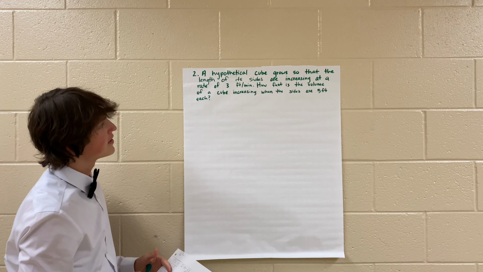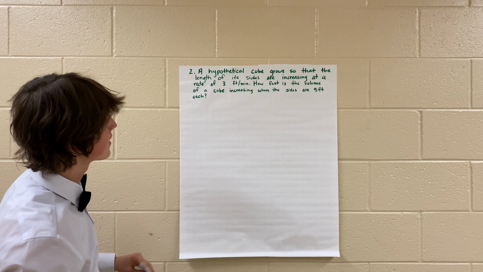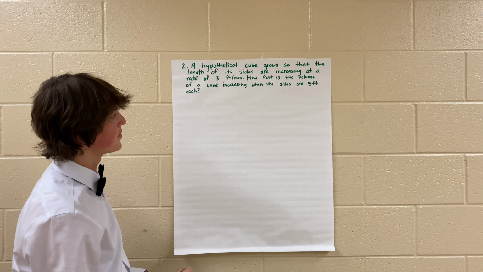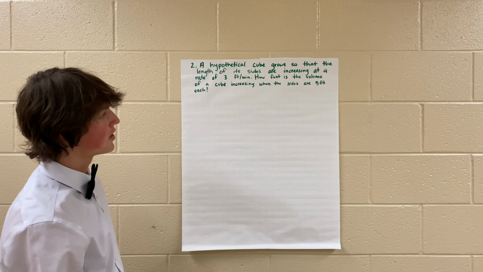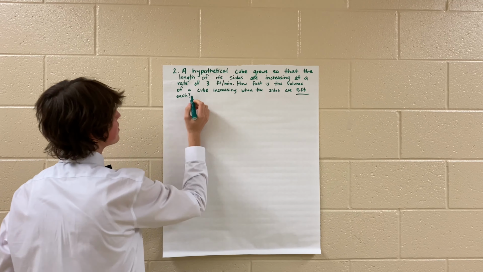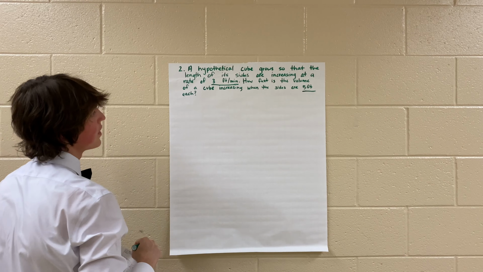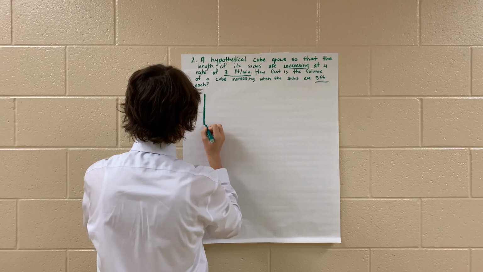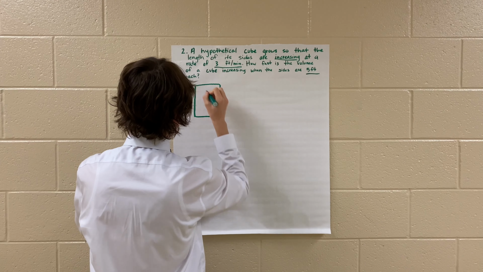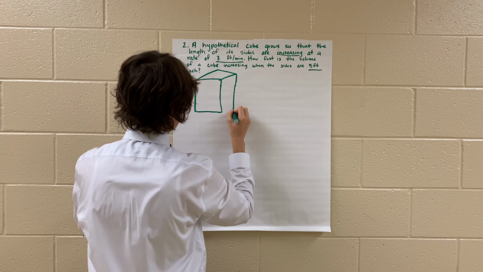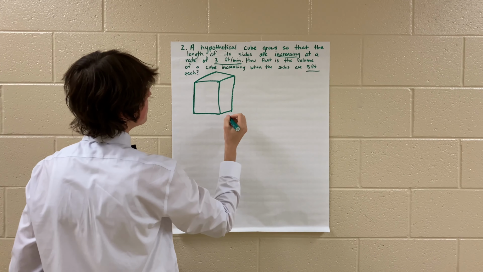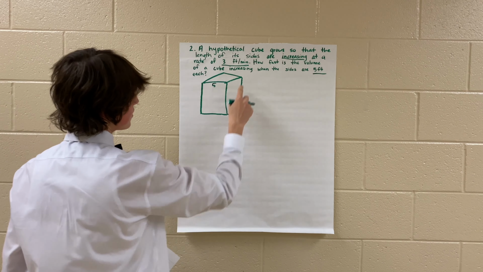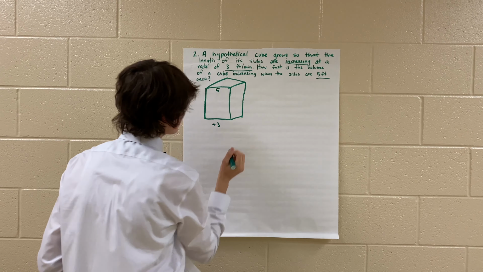Okay, so question 2 is a hypothetical cube that grows so that the length of its sides are increasing at a rate of 3 feet per minute. And then it asks how fast is the volume of the cube increasing when the sides are 5 feet each. So I like to start by underlining the values. And then we know it's increasing. So first I draw the picture. And then we know the sides are 5 feet each. Put that there. And then it's increasing by 3 feet per minute.